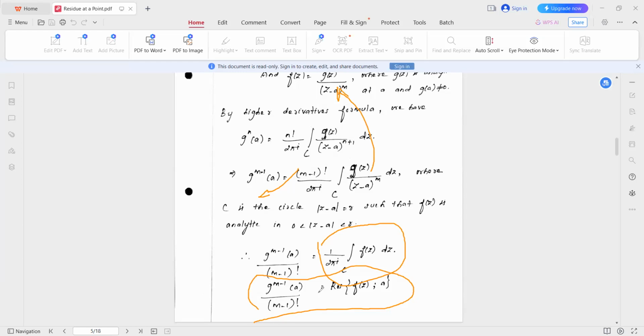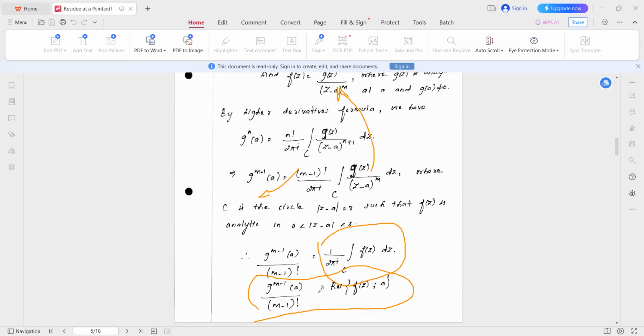Okay, if a is a simple pole, we have three formulas. First formula: the residue of f of z at the point a is equal to the limit as z tends to a of z minus a into f of z. Second formula: if f of z is equal to g of z by z minus a, then the residue of f of z at the point a is equal to g of a. Third: if f of z is equal to h of z by k of z, provided h of a is not equal to 0 and k of a is equal to 0, and h of z and k of z are analytic at a, then the residue of f of z at the point a is equal to h of a by k dash of a.